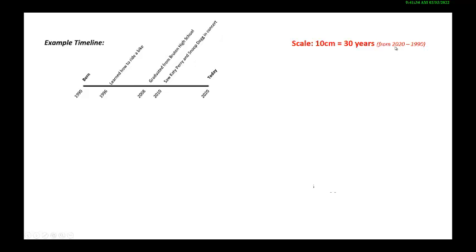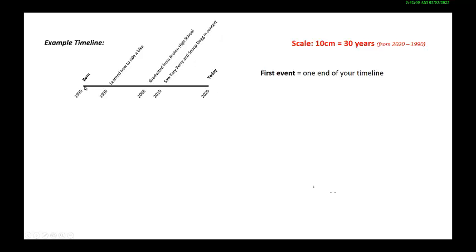And again, I get that from taking the difference between 2020 and 1990. We're going to use the scale throughout this exercise, and that is going to be a fixed thing, so we'll come back to that a lot. To get started, we will choose your first event, and this is really simple. You're just going to put it at one end of your timeline.